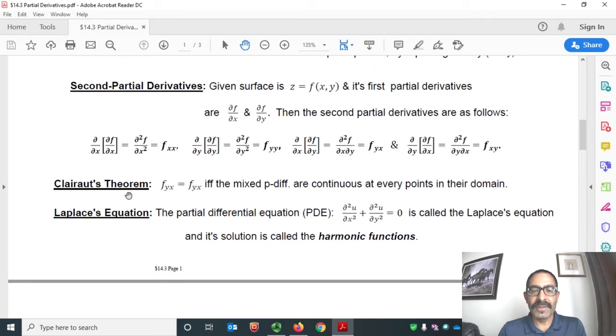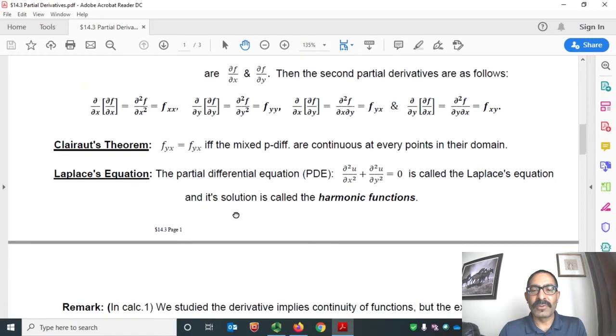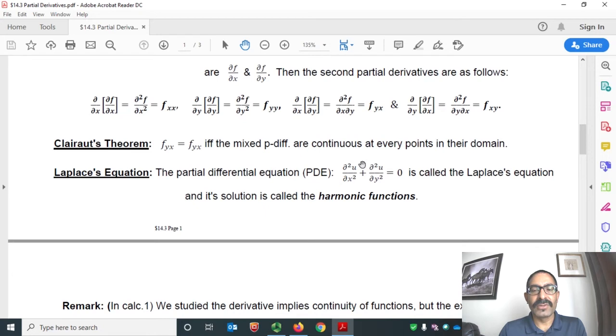Clairaut's theorem: the mixed partial derivatives f_xy and f_yx are equal if the mixed partial derivatives are continuous at every point in their domain of definition. Laplace equation: the partial differential equation del squared u over del x squared plus del squared u over del y squared equals 0 is called the Laplace equation, and its solutions are called harmonic functions.